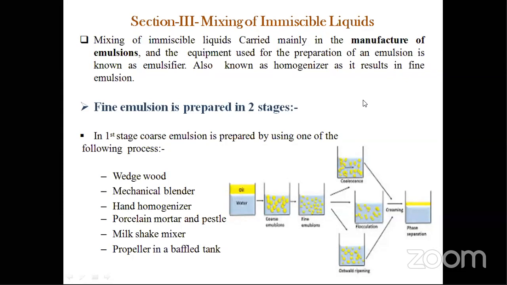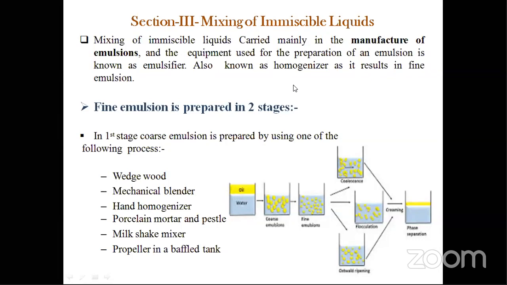Mixing of immiscible liquids is carried out mainly in the manufacture of emulsions, and the equipment used in the preparation of emulsions is called an emulsifier, also called a homogenizer. There is no big difference between the emulsifier and the homogenizer. When this mixing equipment was first developed, it was named a homogenizer. After that, the name was changed to emulsifier. The total mixing process is called the emulsification process.